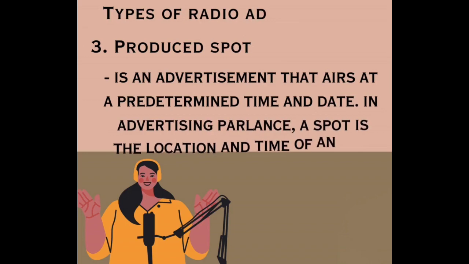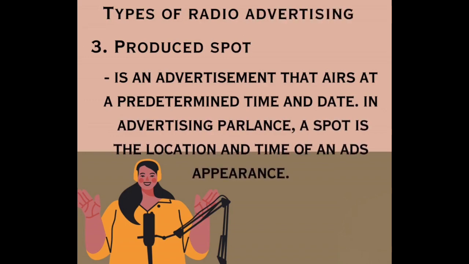The third type of radio advertising is a produced spot. It's an advertisement that airs at a predetermined time and date. In advertising parlance, a spot is the location and time of an ad's appearance.